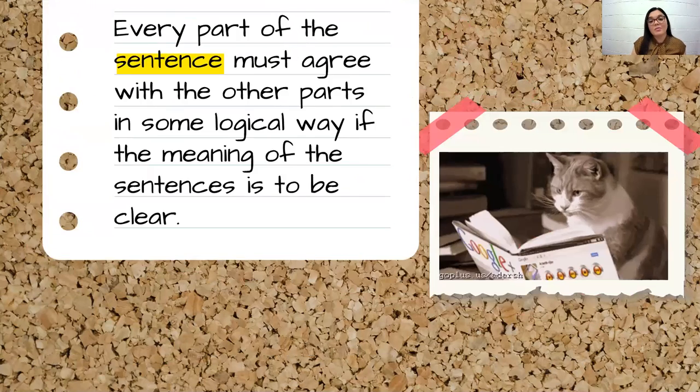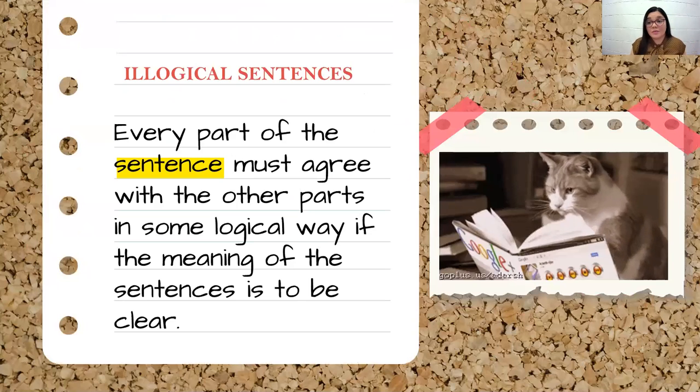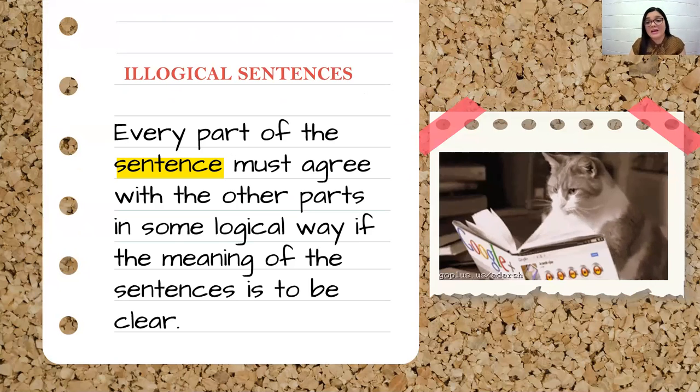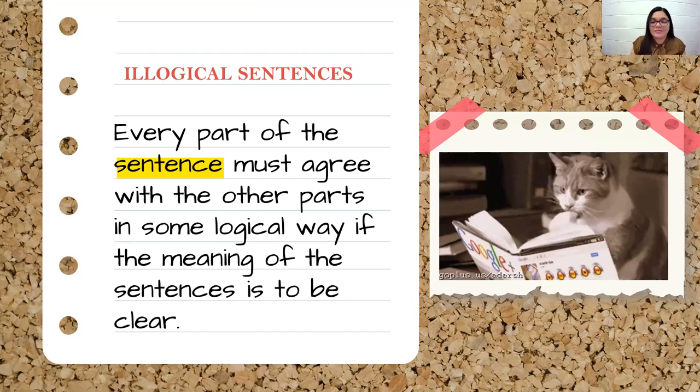Well, when we make constructions in English, sometimes we intend to make sentences that are clearly logical and thoroughly complete, right? However, sometimes we have constructions in which every part of the sentence seems to be disconnected. That is a mistake that is pretty common and very disruptive, because it distracts the reader from understanding the meaning of what you really want to say. Illogical sentences might be defined by the definition you see on the screen: every part of the sentence must agree with the other parts in some logical way if the meaning of the sentence is to be clear.